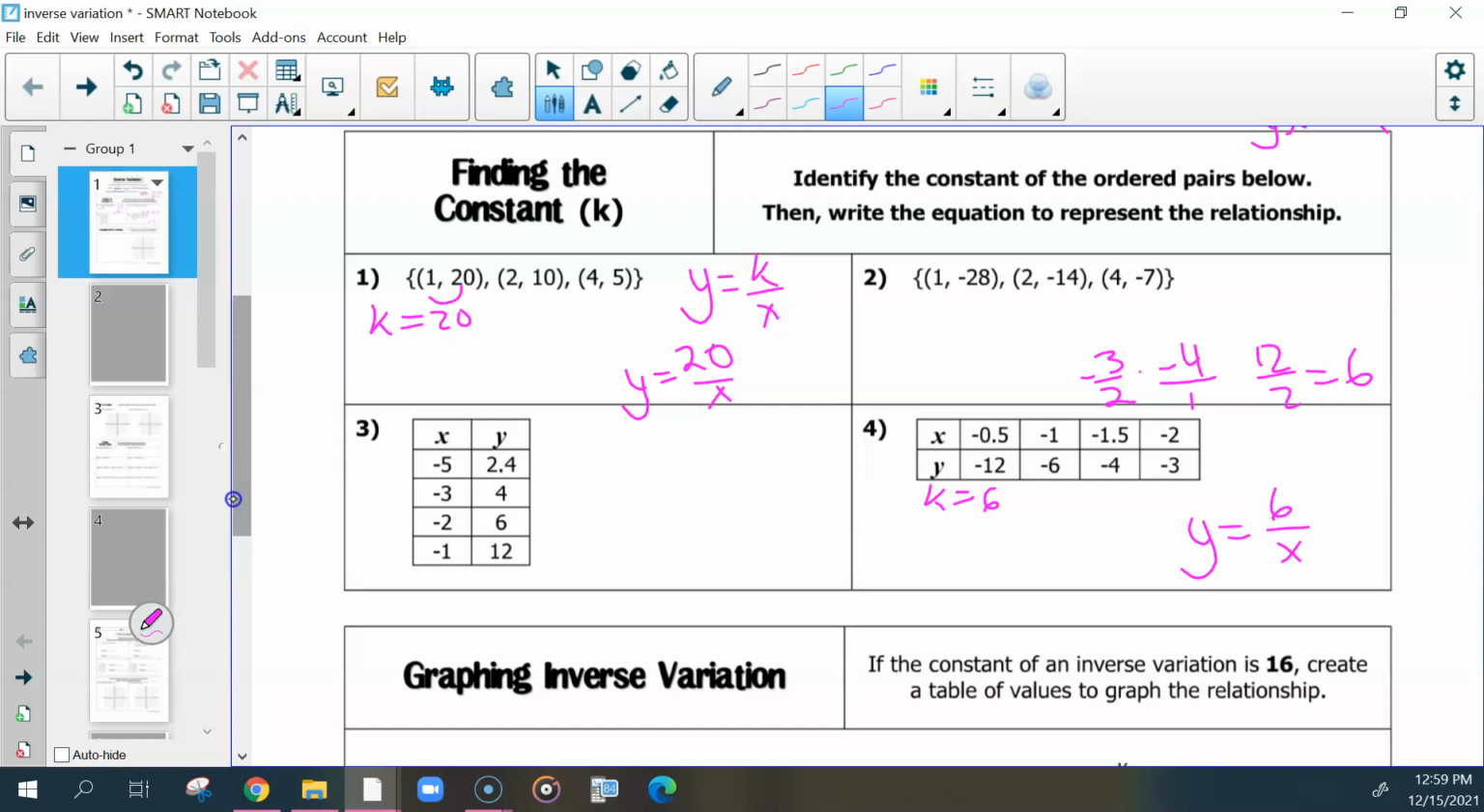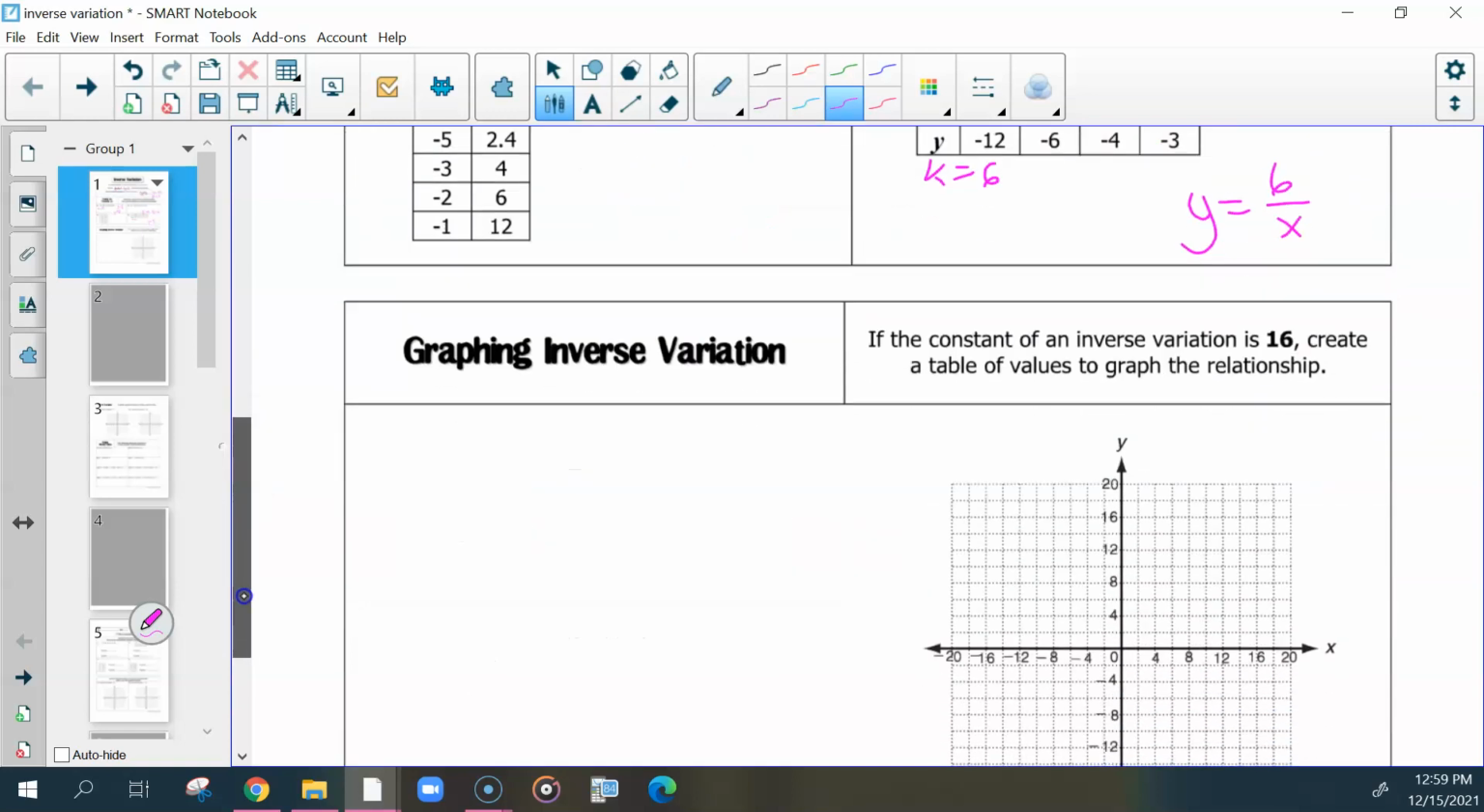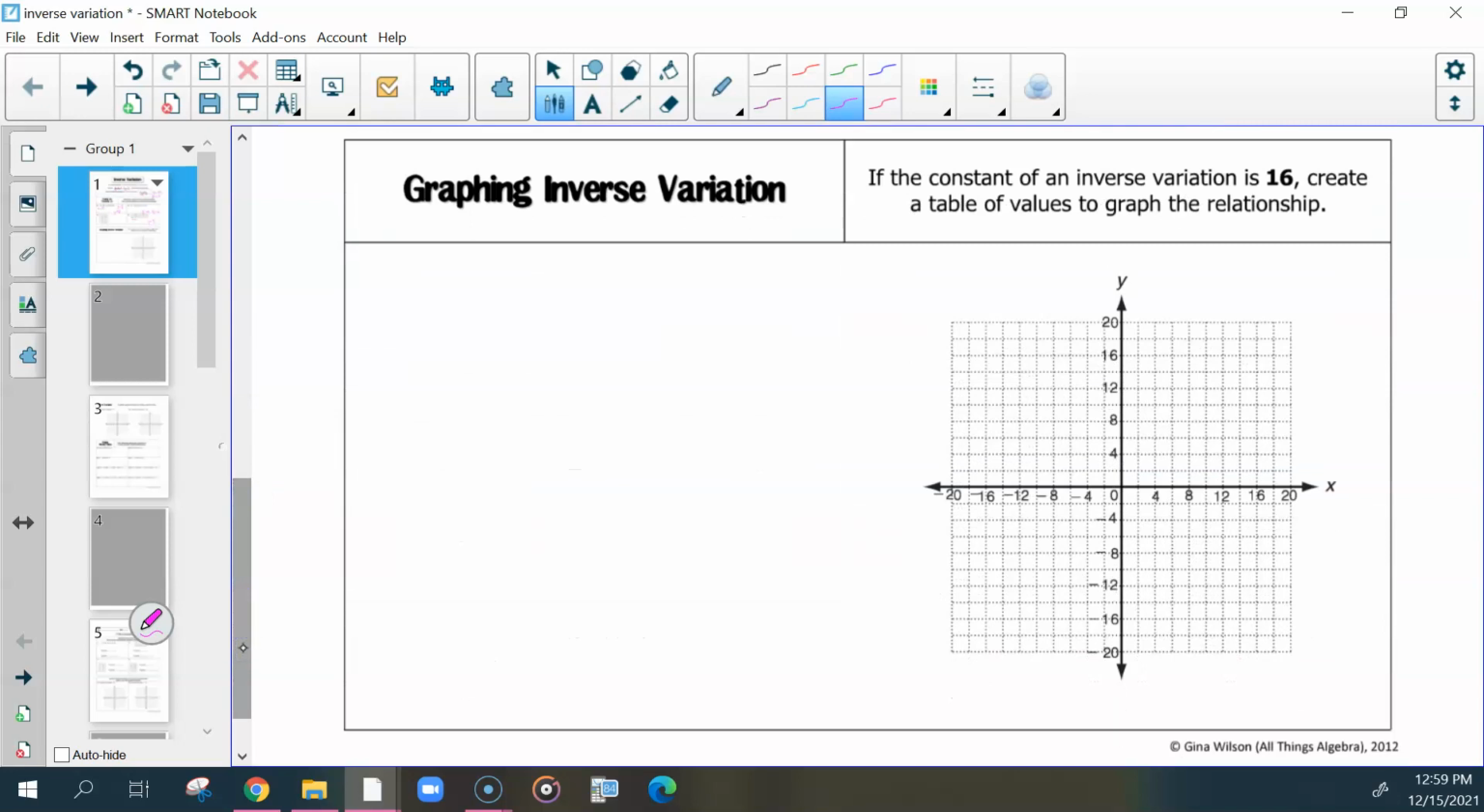Now, the next part of these notes talks about graphing inverse variation, and that's a little bit more advanced than I really want to talk about with you guys. You could definitely look at it and try it. What it does is give you what the constant k would be. Here they say k is 16, so that would tell you your equation is y equals 16 over x.